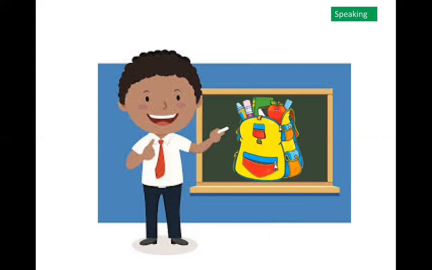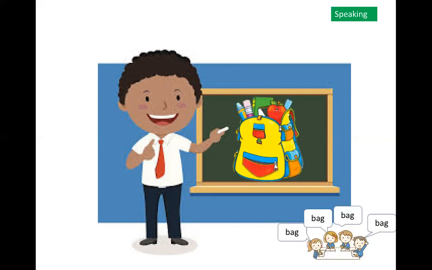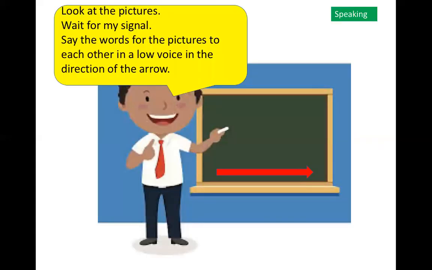Now, bag, pencil. Those are the words. Now, let's raise the level of the tool. Look at the pictures, wait for my signal, say the words for the pictures to each other in a low voice in the direction of the arrow. So we raised now the level of the speaking.